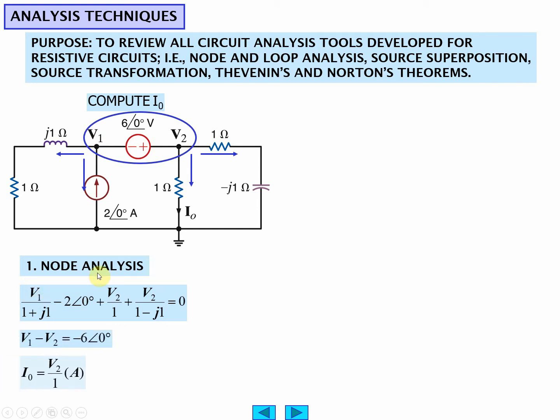Gotta get a pen up. I don't know why it didn't give me a pen. Okay, V1 divided by these impedances are going to give you this current here. And then we have to add the two currents. This arrow is in the opposite direction of this arrow, so that's where you get the negative sign.